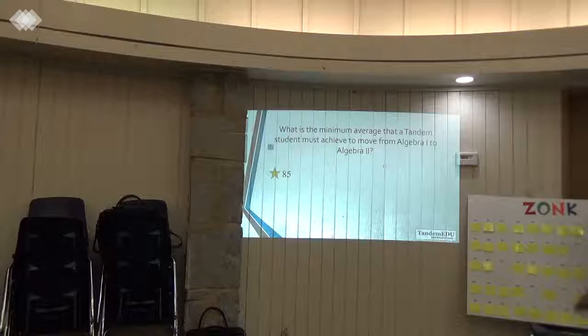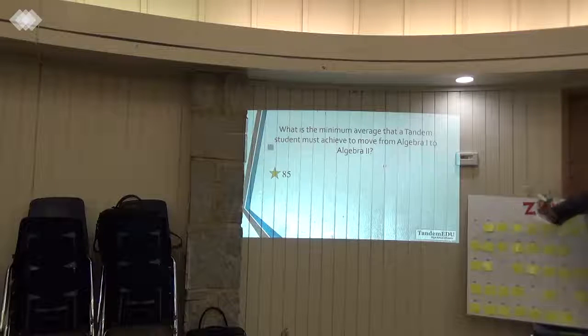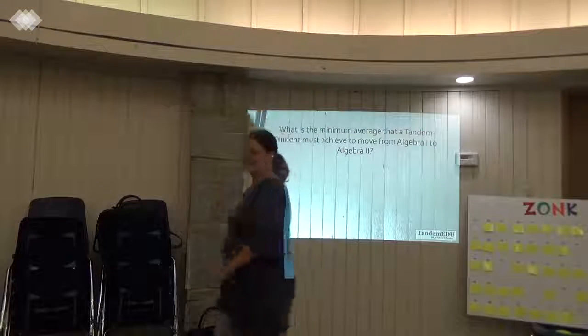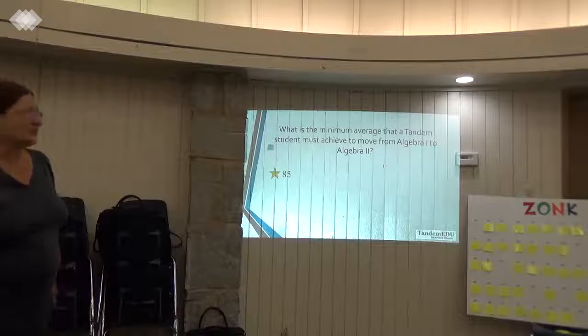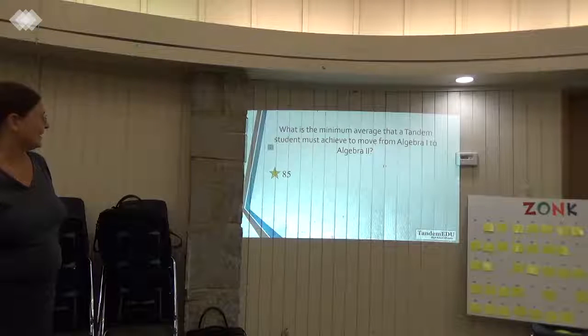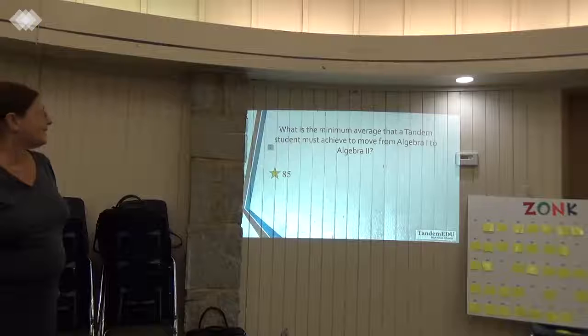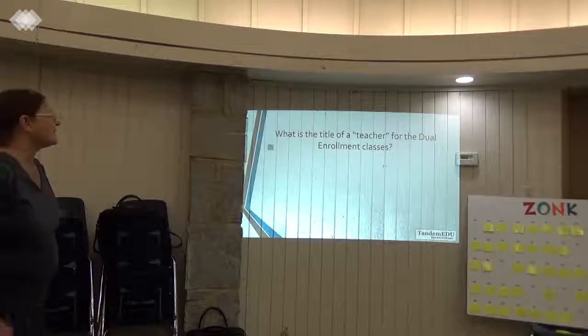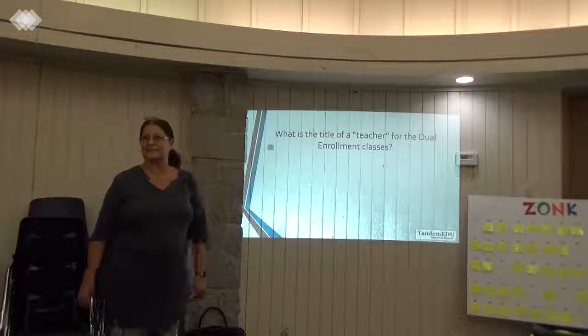H5. H5, 400 points. The tension mounts. Go for that double. E1. 200, so she gets 1,100 points for the team. Good job. All right, now the questions are going to start getting harder, I think. We're already in trouble. All right, but you got an advantage, I think. Here we go. What is the title of a teacher for the dual enrollment classes?